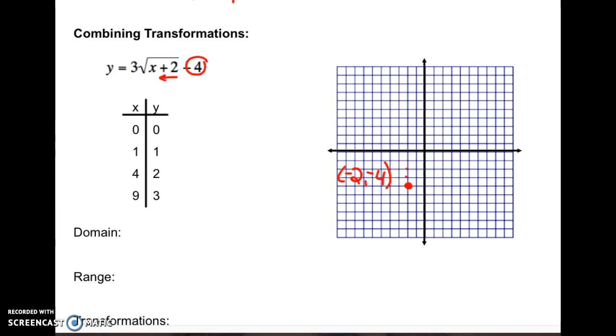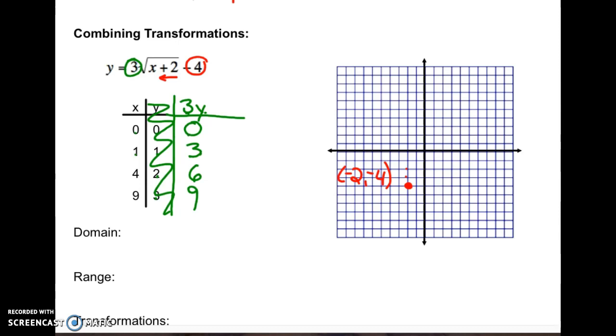Now this 3 we need to deal with because it's 3 times everything. So I'm going to make another column for 3y. Well, if y is 0, 3 times 0 is 0. If y is 1, 3 times 1 is 3. If y is 2, 3 times 2 is 6, and 3 times 3 is 9. So what we're going to graph: 0, 0 the vertex, right 1, up 3.